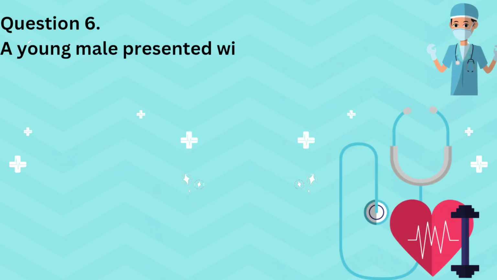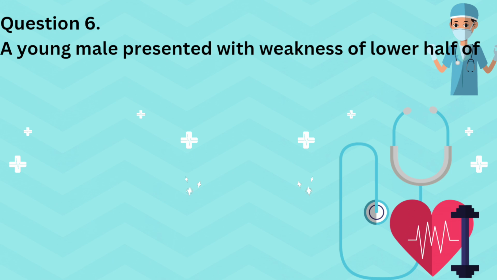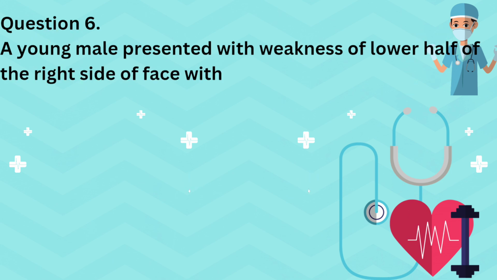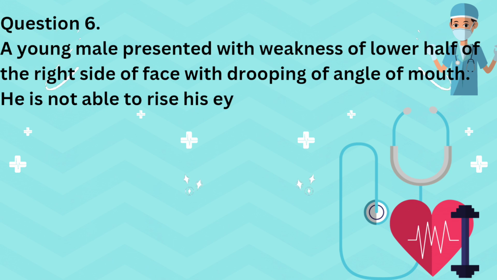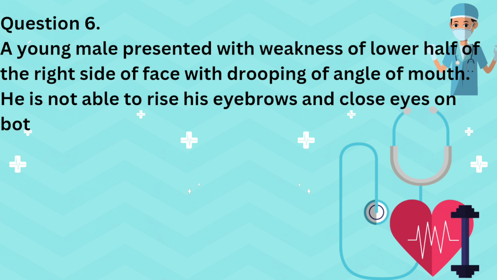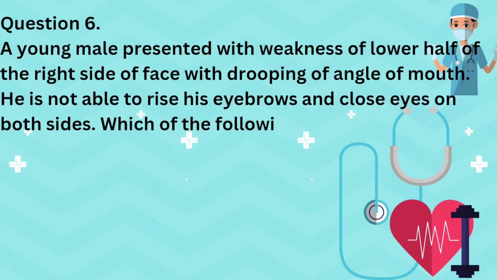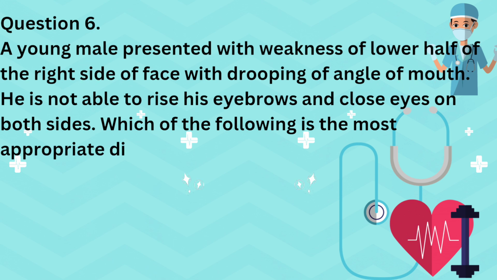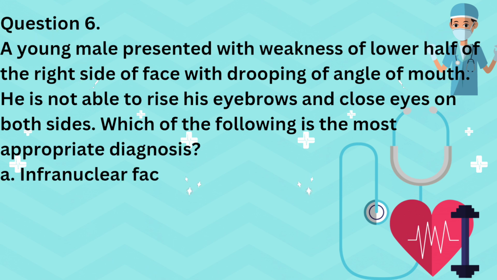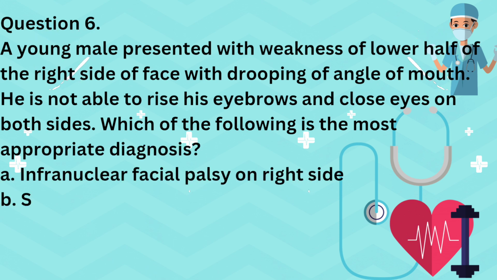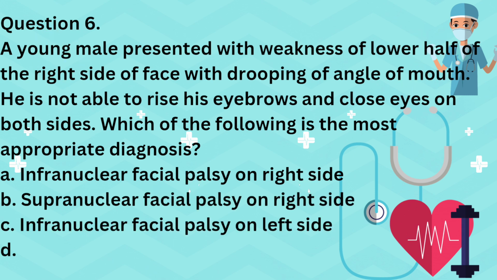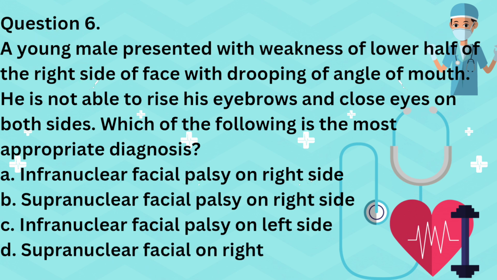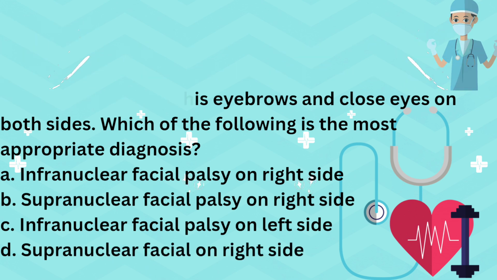Question 6. A young male presented with weakness of lower half of the right side of face with drooping of angle of mouth. He is not able to raise his eyebrows and close eyes on both sides. Which of the following is the most appropriate diagnosis? A. Infranuclear facial palsy on right side. B. Supranuclear facial palsy on right side. C. Infranuclear facial palsy on left side. D. Supranuclear facial palsy on right side.